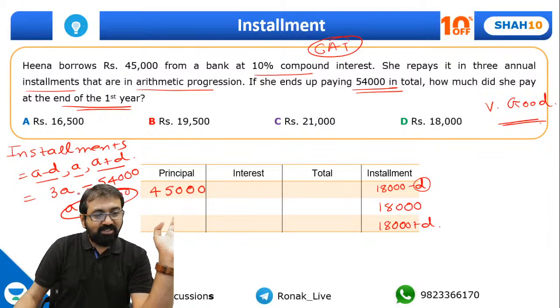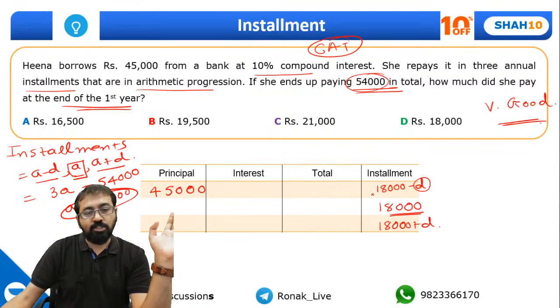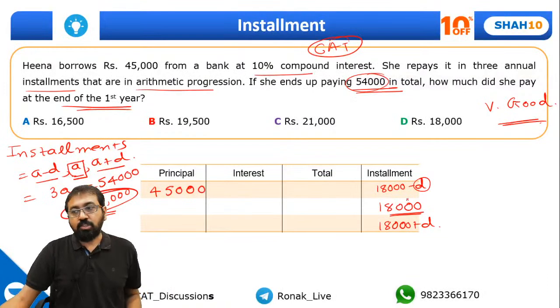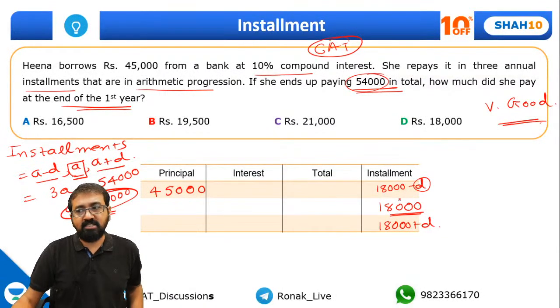So this total is given as 54,000. I got the value of A as 18,000, which is my second installment. So the first installment should be 18,000 minus D, and the third installment should be 18,000 plus D. Sumit, are you there? Are you able to understand this?